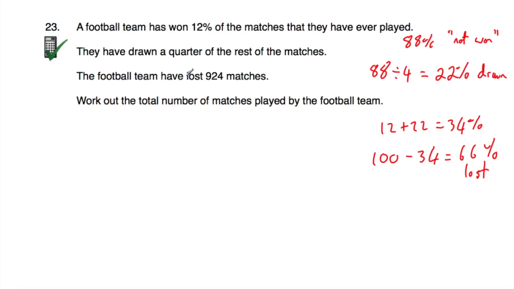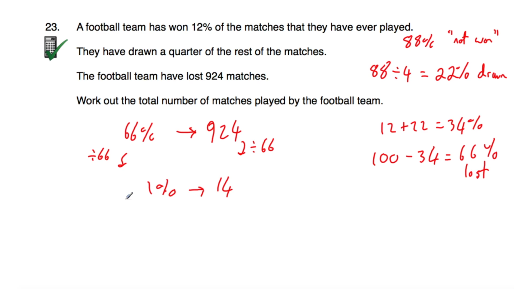Then we're told the football team has lost 924 matches, and we've been asked to work out the total number of matches they've played. Okay, so we know that 66% is equal to 924 matches. Then if we divide by 66 and divide by 66, we can find 1%. So 1% is equal to 924 divided by 66, which is 14. Then if we times by 100 and times by 100, we'll find out the 100%. So 100%, how many matches they've played altogether, is equal to 1,400. So this football team has played 1,400 matches ever. And that's it. That's how we've done that question.